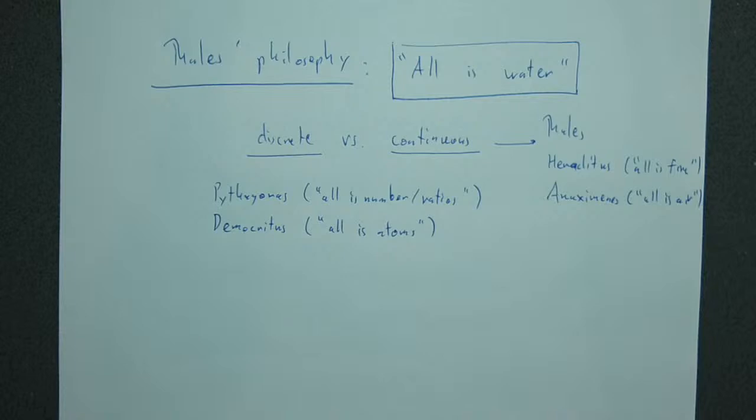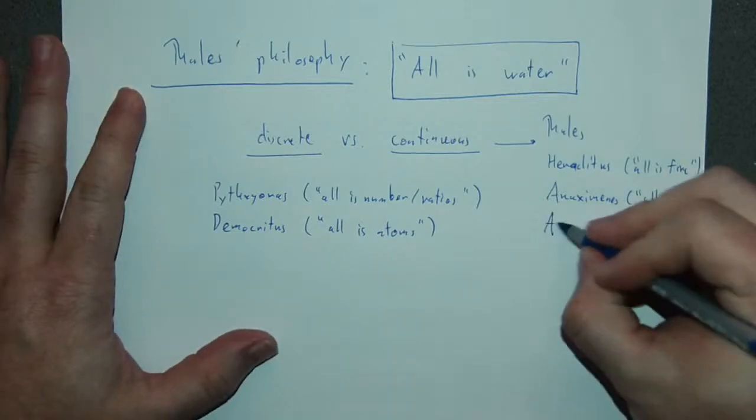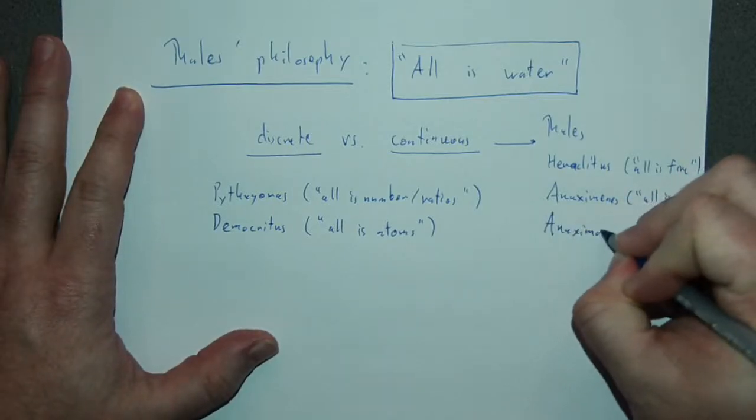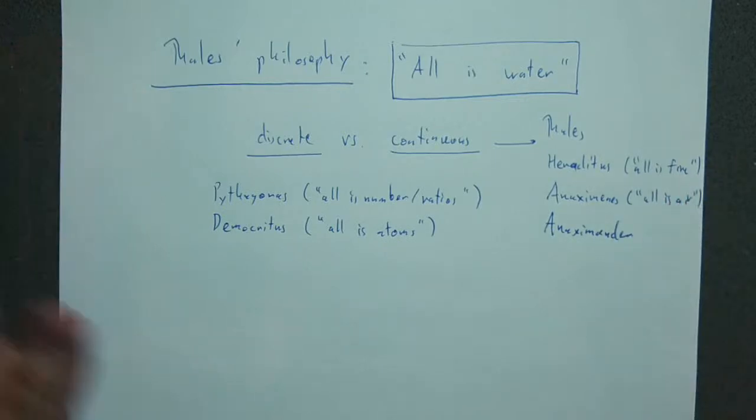Anyway, Anaximander was another in this continuous camp, and his substance was kind of a more ethereal substance. He just called the infinite. So anyway, that is a discussion we'll delve into again in a little bit.